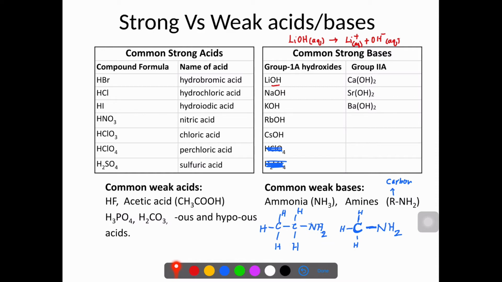That's ethylamine. Substances with the NH2 group, this group is called the amine group, so these are called amines. They're all weak bases. You can think of them as derivatives of ammonia.